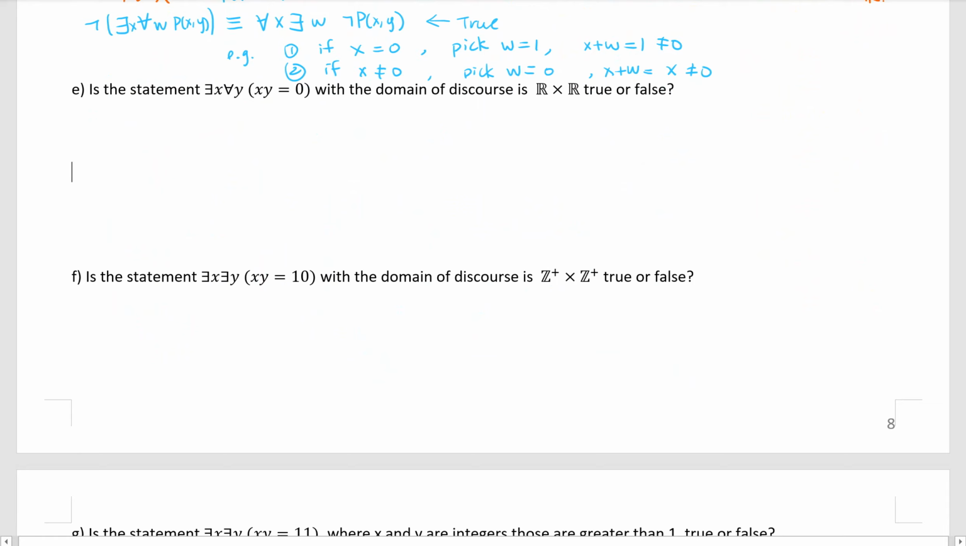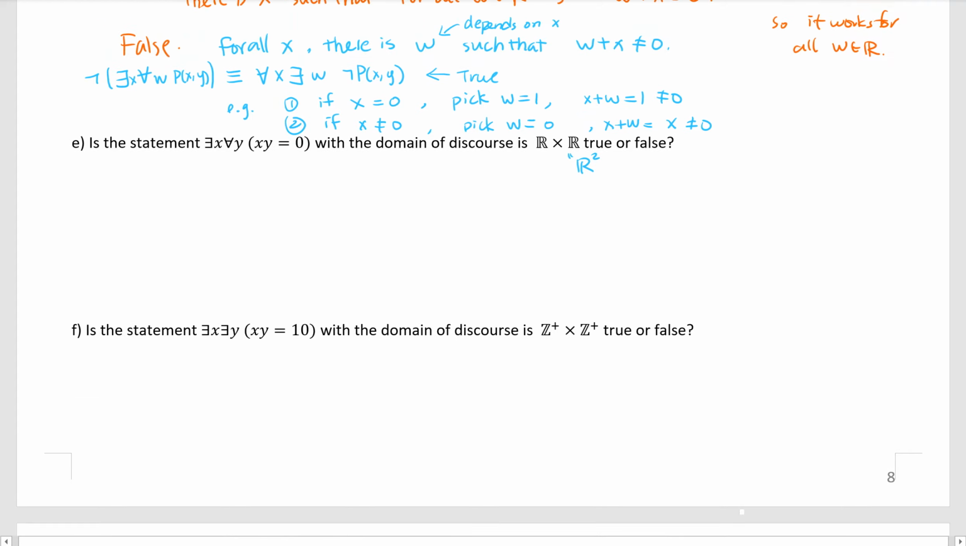Is the statement there exists x for all y, x times y equals 0, with the domain of discourse being the Cartesian product of R? Sometimes people call this guy R2. Okay, there is x for all y, x times y is 0. Is this true? Can we find an x value such that xy is 0 and it works for all y?